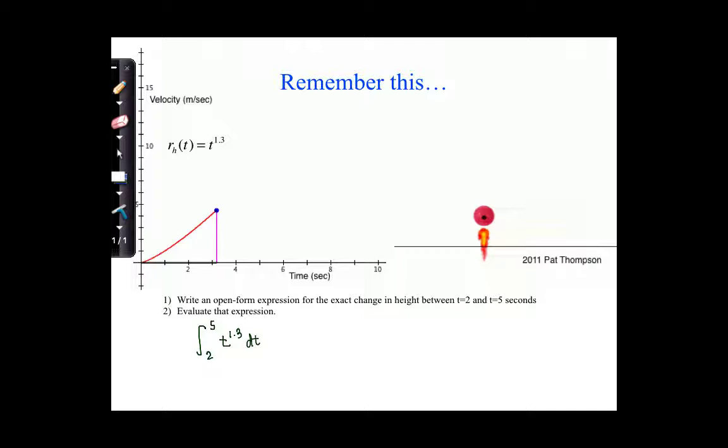But the value of this, since I know that h of t could be anything of the form 1 over 2.3 times t to the 2.3 power, you can make up something for the end.